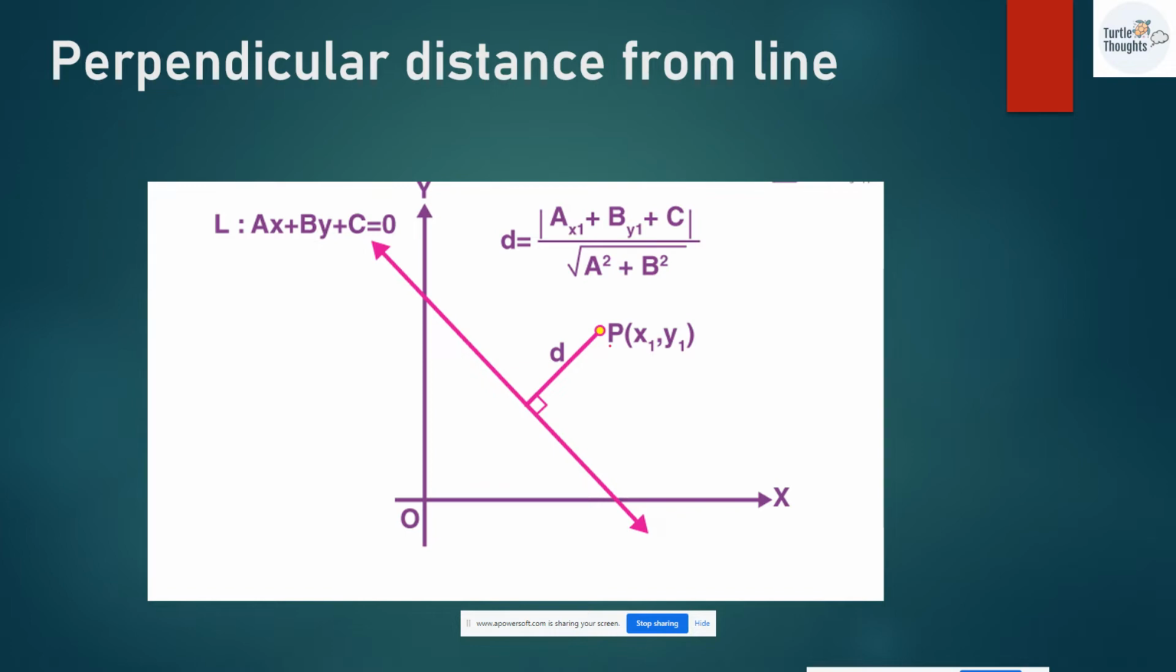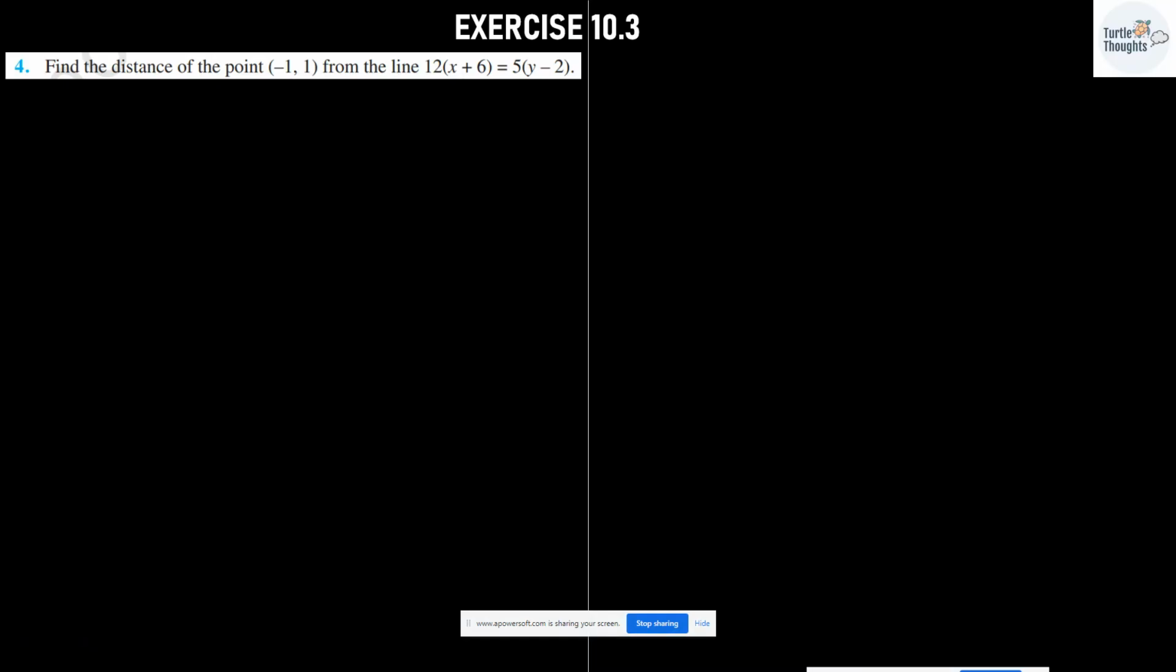Then the distance from the point P to the line is given by d is equal to the modulus of ax1 plus by1 plus c, divided by the root of a square plus b square. So this is the formula that you are going to use for the distance of any point from a line which has the equation ax plus by plus c is equal to 0. I will be taking a question on the same concept.